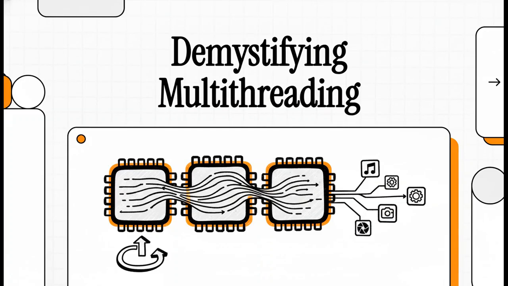Have you ever wondered how your computer can juggle like a million things at once and not even break a sweat? Well, the secret is one of the most important ideas in all of modern software, multithreading. And today, we're going to break it all down.